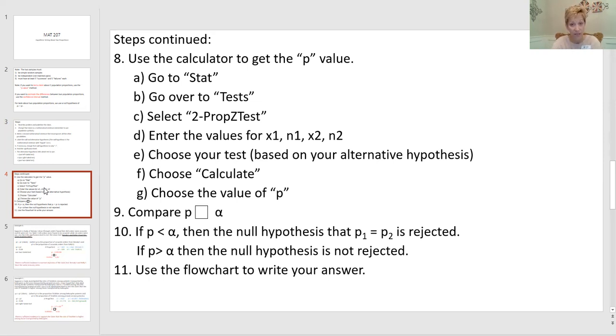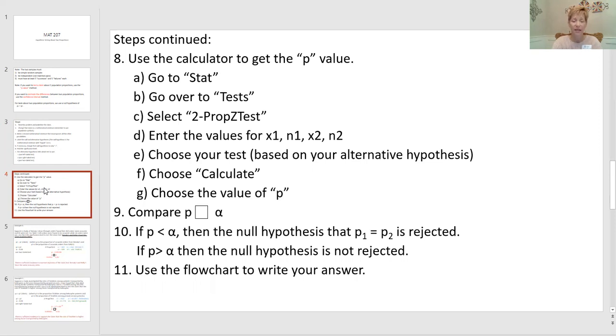Now, here's the difference. When you were testing a hypothesis before, you had one sample, so you did one prop z test, one proportion z test. Now you've got 2 samples. So you're going to choose 2-PropZTest, 2 proportion z test. So do that on your calculator so you can see what I'm talking about.